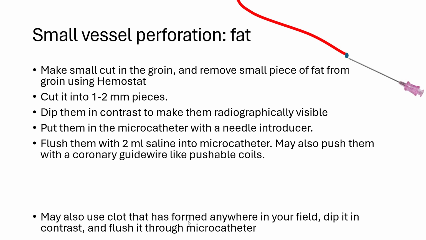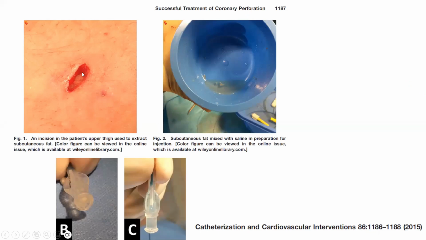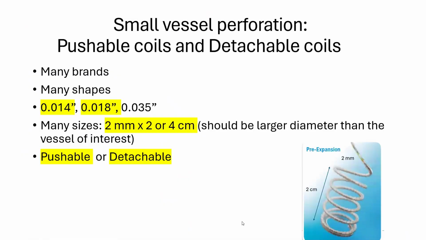You may use a clot that has formed anywhere in your field and dip that clot in contrast and flush it through the microcatheter with a small syringe. And this is an image of fat particles that you harvest from the groin and that you would cut into small 1 millimeter pieces. And then you would push them into a microcatheter that is held a little bit upside down. But the most efficacious intervention for small vessel perforation that doesn't seal with prolonged balloon inflation is coils.